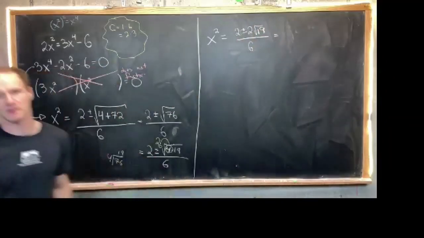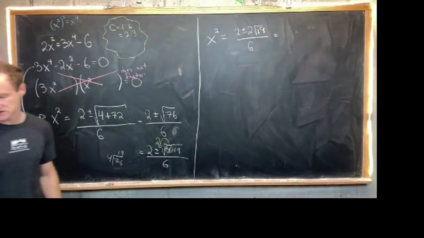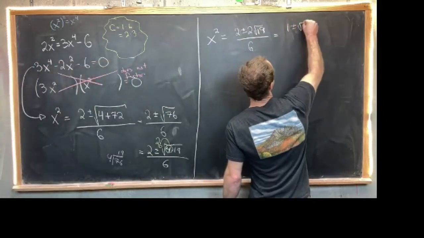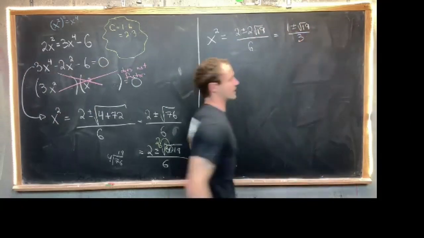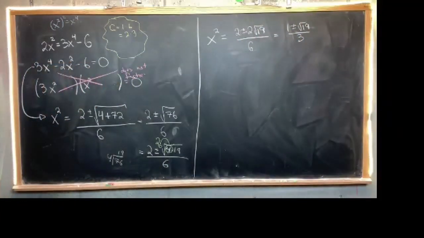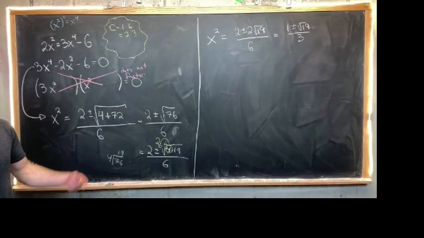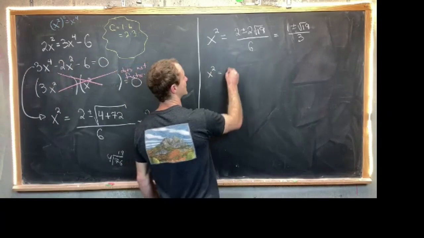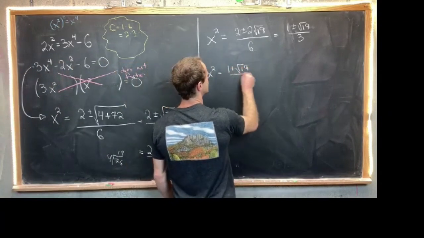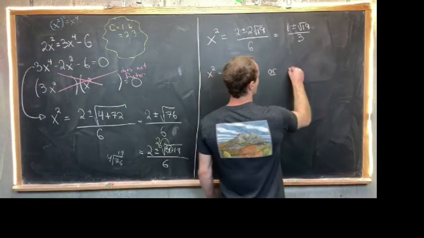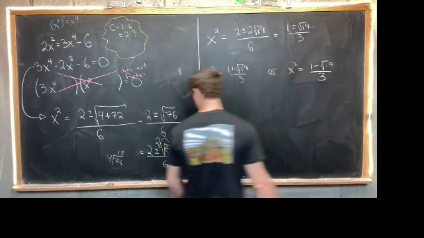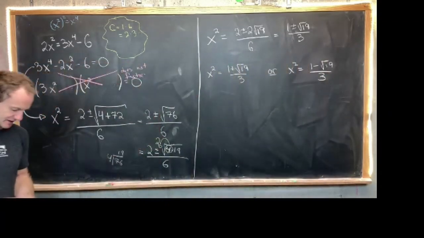But now notice we can factor a 2 out of the numerator and cancel with the denominator. And that's going to leave us with 1 plus or minus the square root of 19, over 3. Great. But that's what x squared is. That's not what x is. That's actually two solutions for x squared. We have x squared equals 1 plus the square root of 19 over 3, or x squared equals 1 minus the square root of 19 over 3. Just splitting that plus or minus up into two equations.